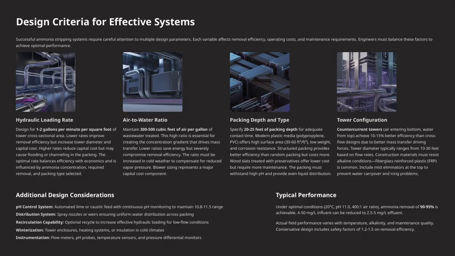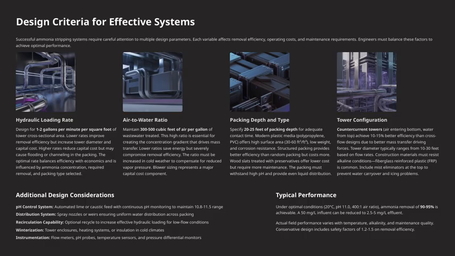Engineers need to find the right balance among these factors to optimize performance. First, let's discuss the hydraulic loading rate. The recommendation is typically 1 to 2 gallons per minute per square foot of tower cross-sectional area. If we go lower, we often see better removal efficiency, but that means a larger tower and higher capital costs. Conversely, higher rates reduce costs but can lead to problems like flooding or channeling in the packing.